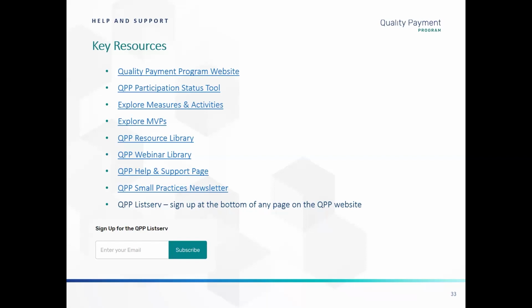You can learn more about our MIPS Value Pathways, or MVPs. We have a whole resource library. We have a webinar library where this webinar will live. So if you need to refer back, you can do that. We do have a help desk that you can reach out to for more personalized support. And we do have a small practices newsletter. And I highly recommend that you sign up for our listserv, because then you get automatically updated on anything that's new happening with the program.